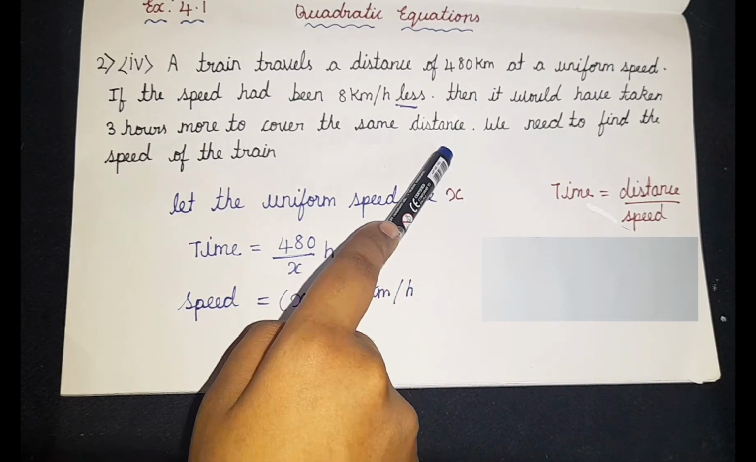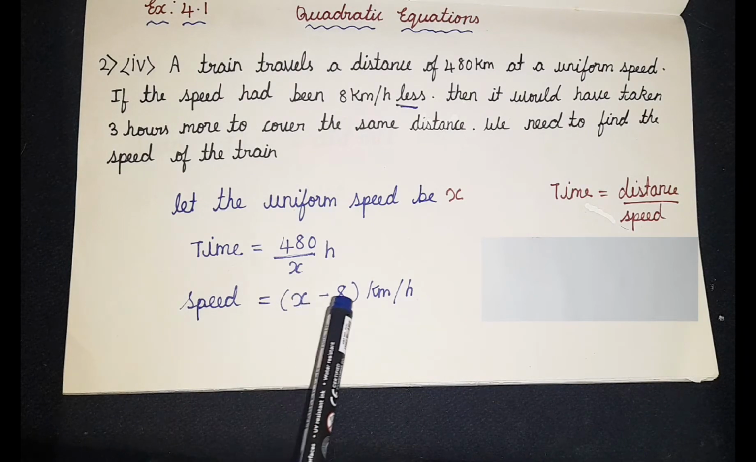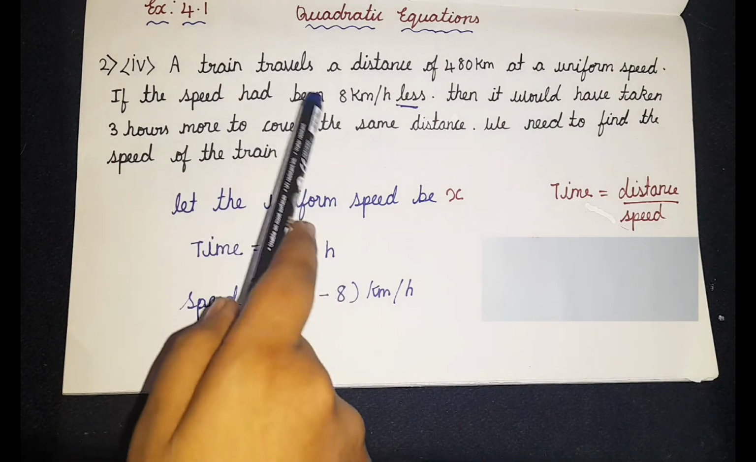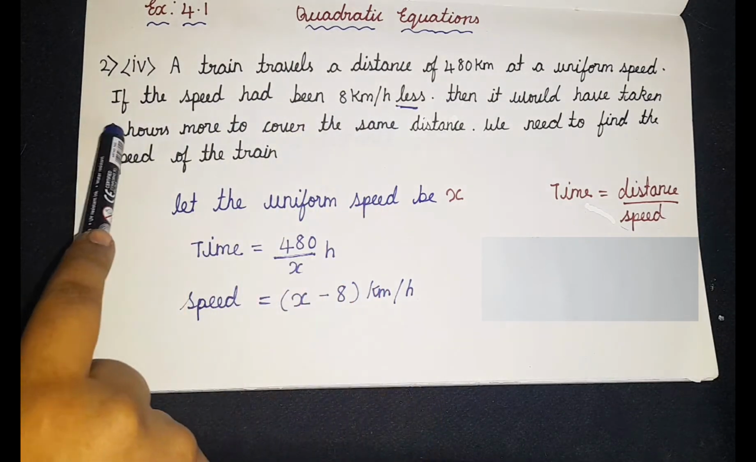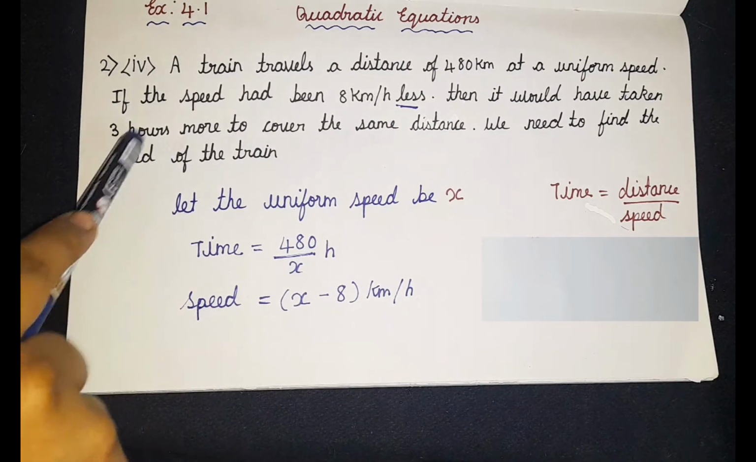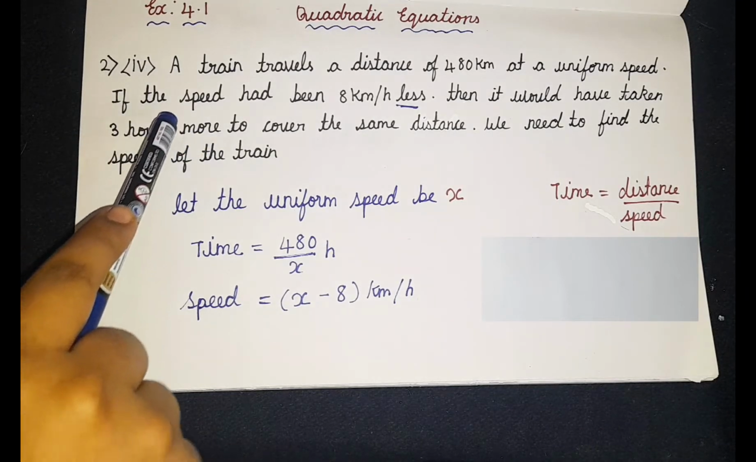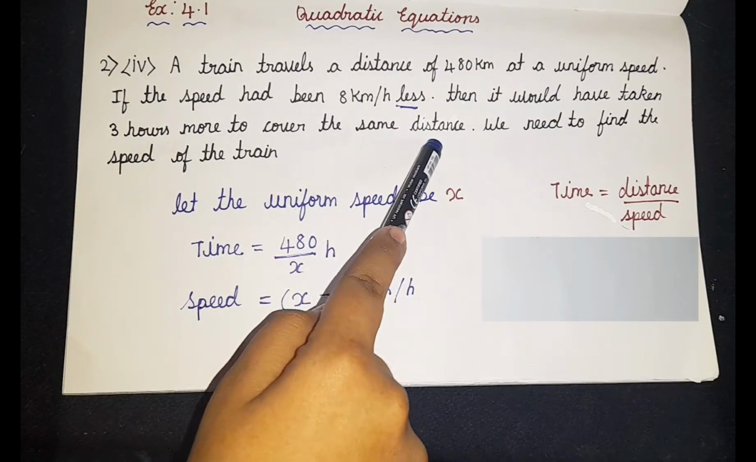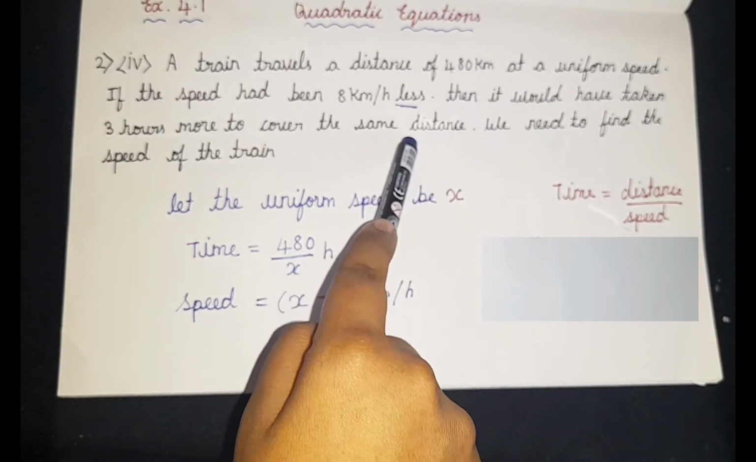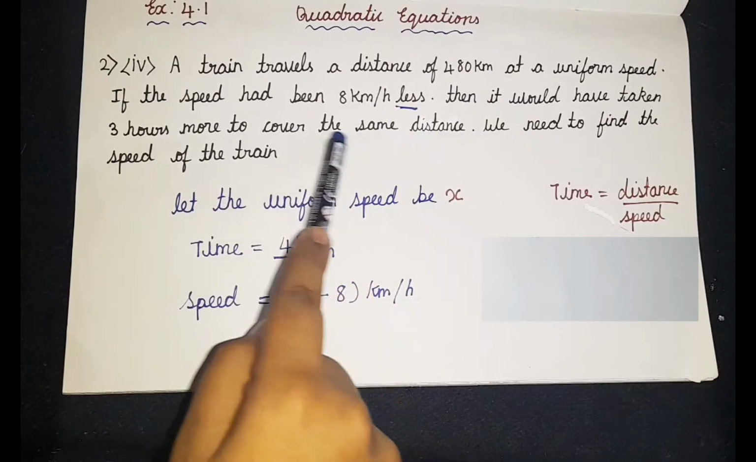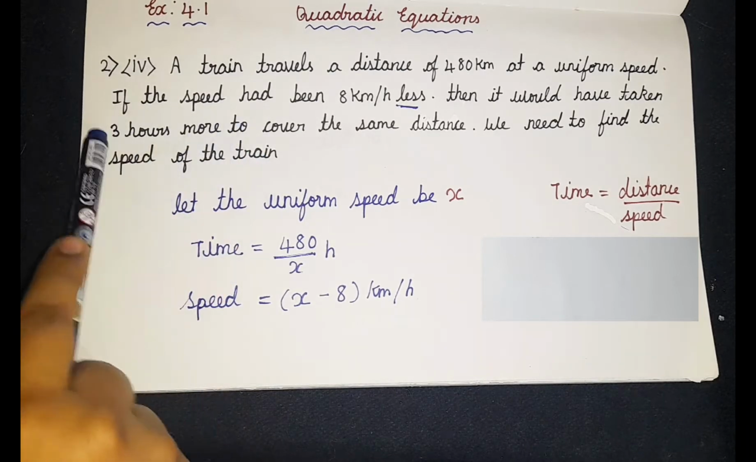Okay. So here what we can do is write time is equal to 480 by x plus 3. Why? Because when they guessed that if the speed is 8 km per hour less, then they are saying that it would have taken 3 hours more. So here it is 3 hours more, this is really important. So it would have taken 3 hours more to cover the same distance. Okay, so same distance means this one, that is 480 km. To cover that distance we need 3 hours more. Okay. So they are just guessing the hours.